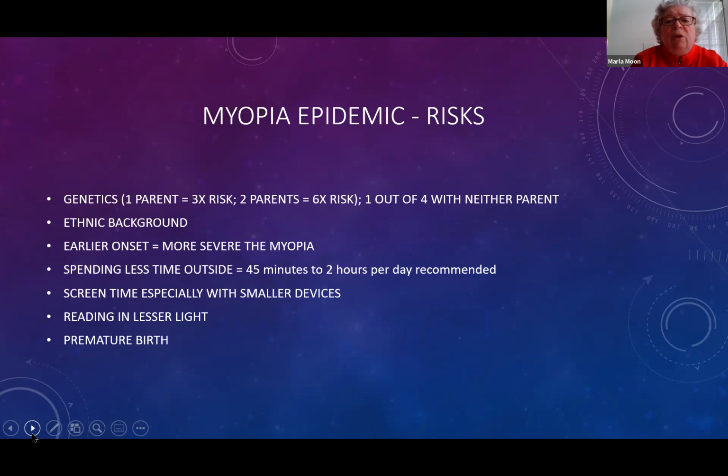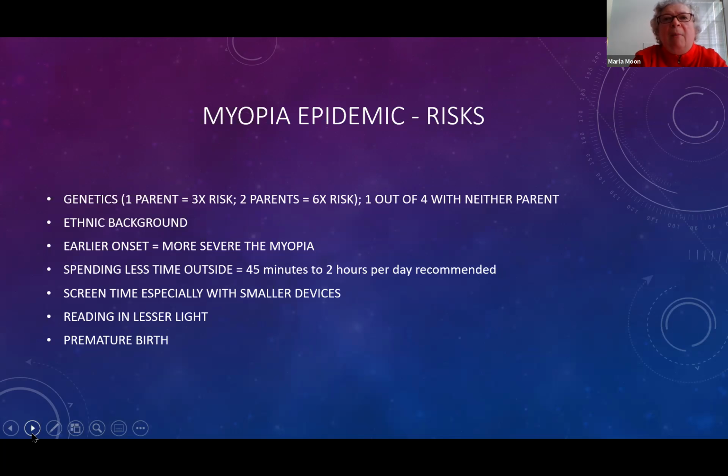We're also seeing research showing that the kiddos that spend less time outside are at greater risk. So they're recommending, studies vary, at least 45 minutes to 2 hours a day outside. And it doesn't have to be 2 hours straight. It could be a half hour here, half hour there. But the time outside is really making a big difference.